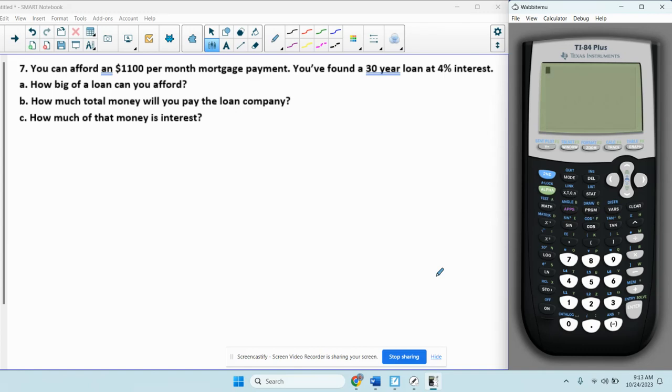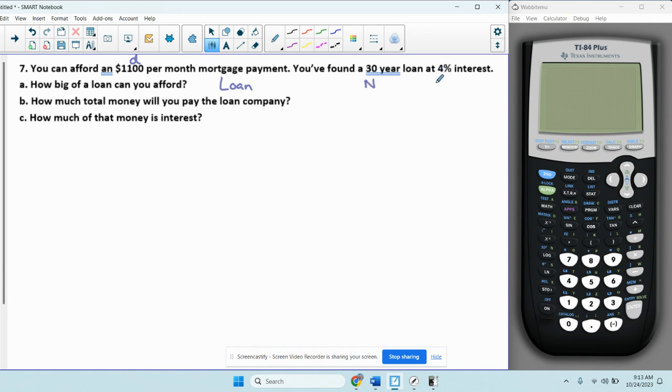Okay, let's just go through this step by step so that everything is totally clear. So it says here you can afford an $1,100 per month mortgage payment. As soon as I see the word mortgage or car or payment even, I know it's going to be a loan problem. So now I just need to extract the correct numbers for each of the variables in my formula. So we can afford an $1,100 per month payment. If you look at the formula, D represents our payment.